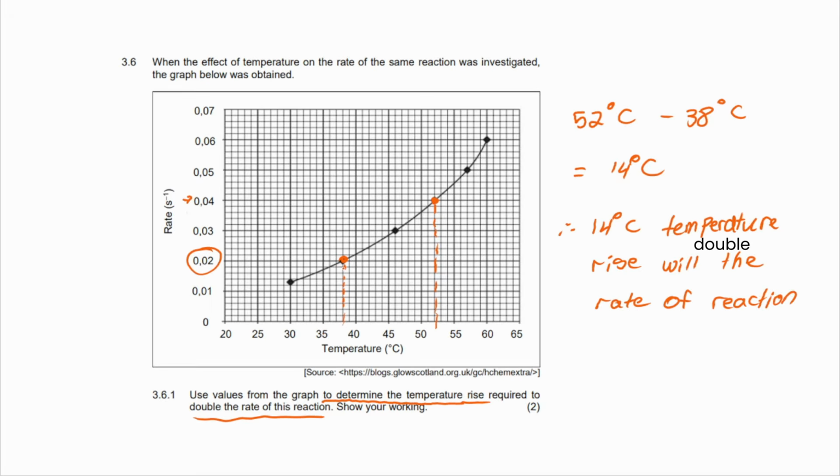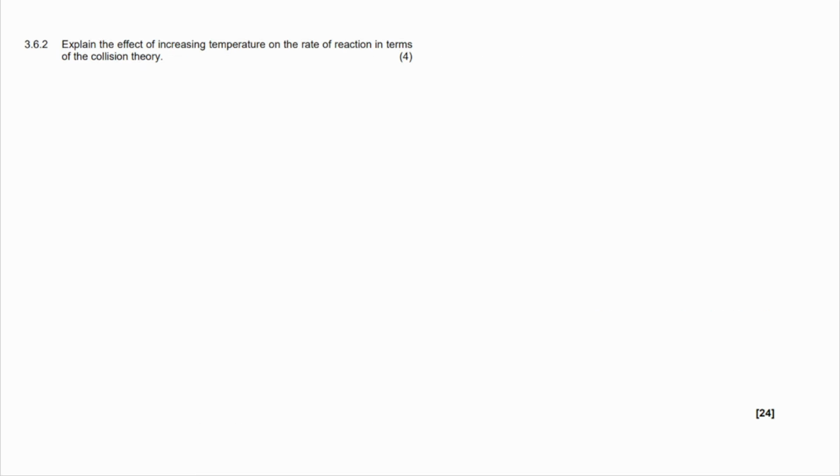Another possibility, we could have also used 0.03 and 0.06. Those are also nice numbers. You would get the same answer. Then this question over here: explain the effect of increasing temperature on the rate of reaction in terms of the collision theory. So we should memorize the bullet points for the collision theory.